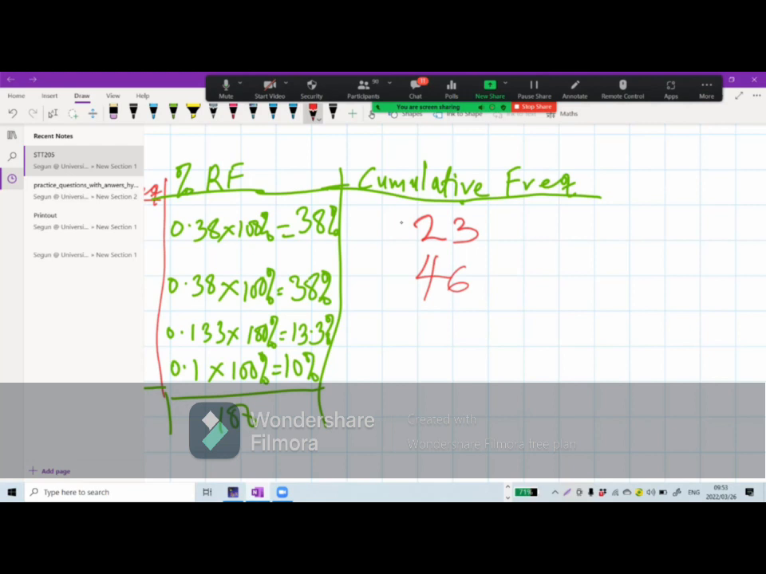46 plus the next one, 54. 54 plus the last one, 60. It must equal your total frequency. You must add the last number to be your total frequency. Please take notes. Any question?